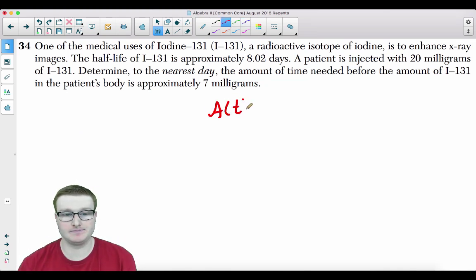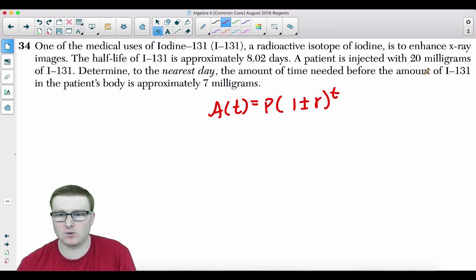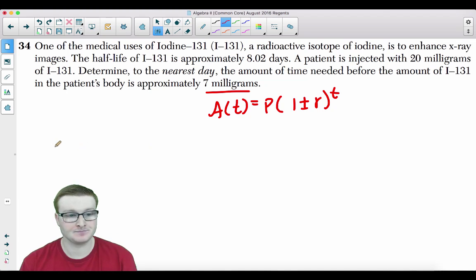You need to know it. A of t equals the principal times 1 plus or minus a rate raised to the t power. This is exponential growth or decay. It looks like decay, because we're trying to find how much time is needed to leave the body. So we're going down, because they're given 20, we want it down to 7.